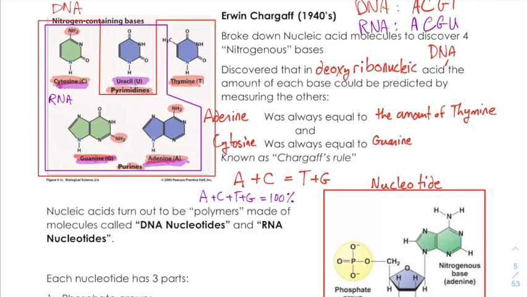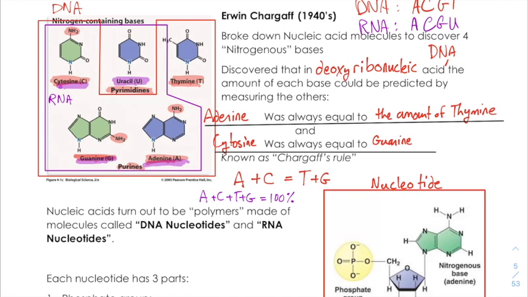Okay, so the interesting thing that he found was when he broke down DNA particularly, he would always find an equal amount of adenine and thymine. So the amount of adenine was always equal to the amount of thymine, and cytosine was always equal to the amount of guanine. This became known as Chargaff's rule.